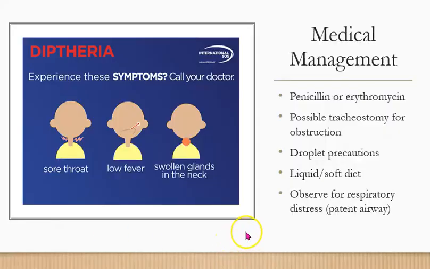Medical management: penicillin or erythromycin, possible tracheostomy for obstruction. They'll be on droplet precautions. They'll be on a liquid or soft diet due to the throat issues. And then you want to observe for respiratory distress. Make sure they have a patent airway.